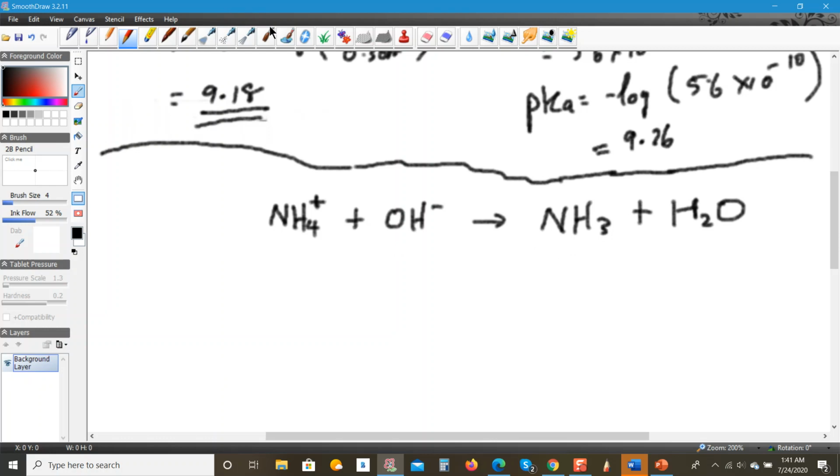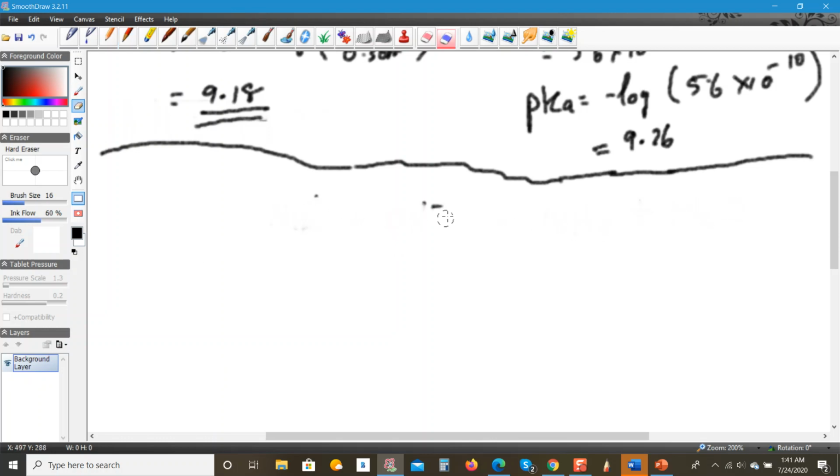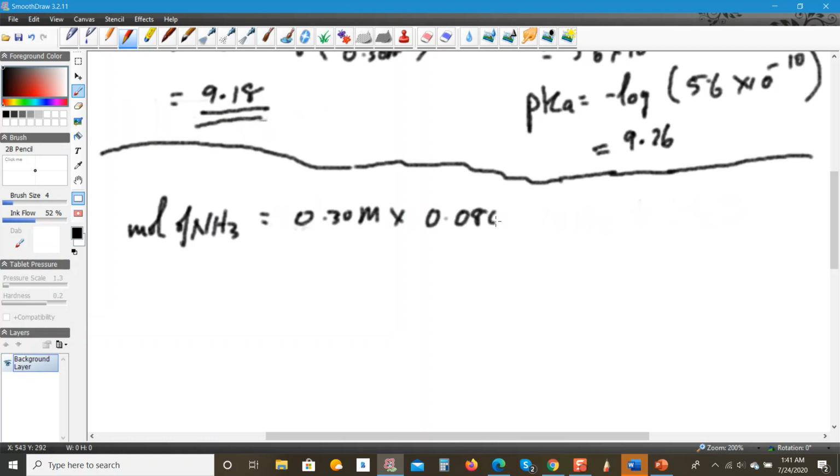So the first thing I'm going to do is figure out the moles of NH3, and that would be equal to the molarity, which is 0.30 M, multiplied by the volume, which is 0.0800 liters, because remember the question says 80.0 mL. So that, according to my calculation, will give 0.024 moles, all right? So this would be the moles of the ammonia.